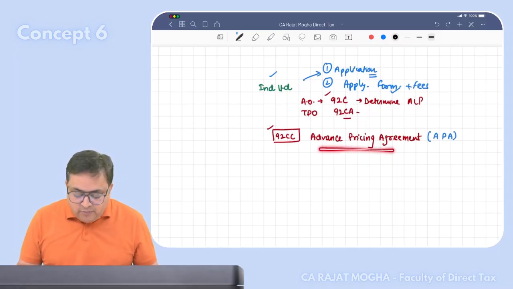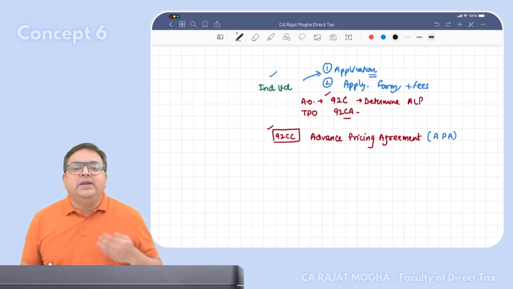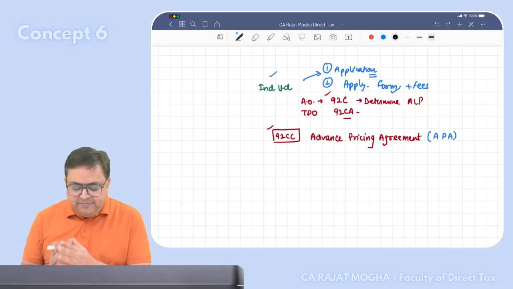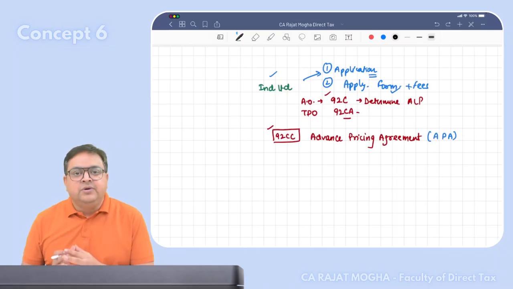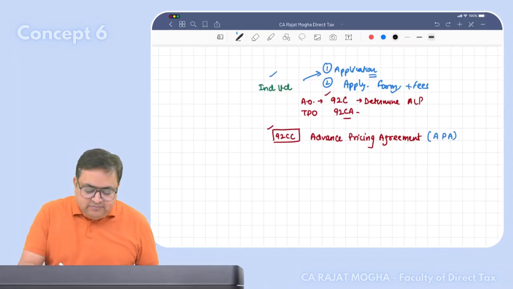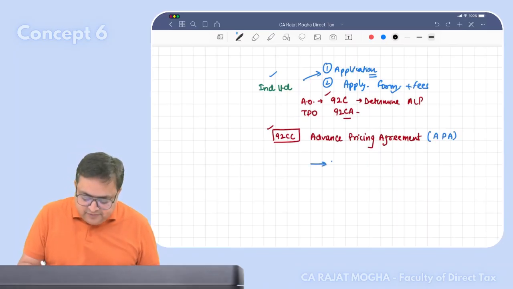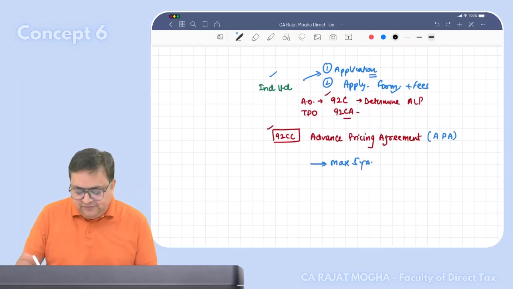Then, very, very important, for how many years would this APA which has been given effect to be valid? It can be valid for a maximum of 5 years. So you can apply for a maximum of 5 consecutive future years, right?